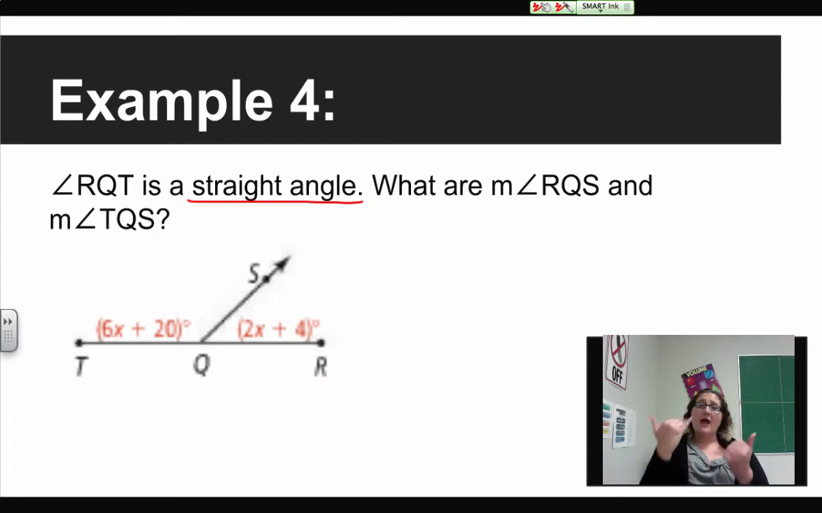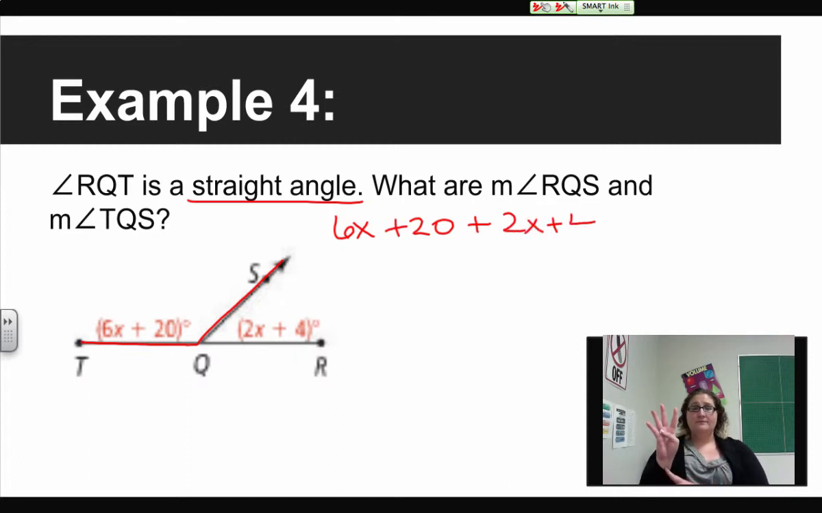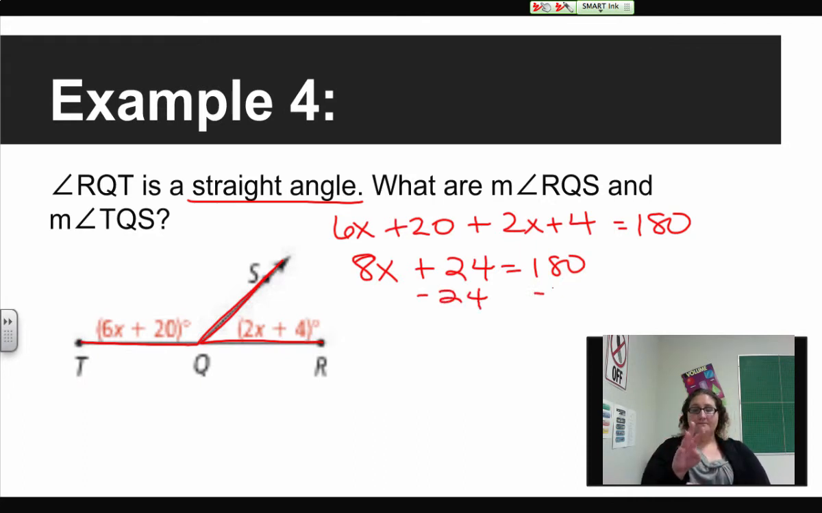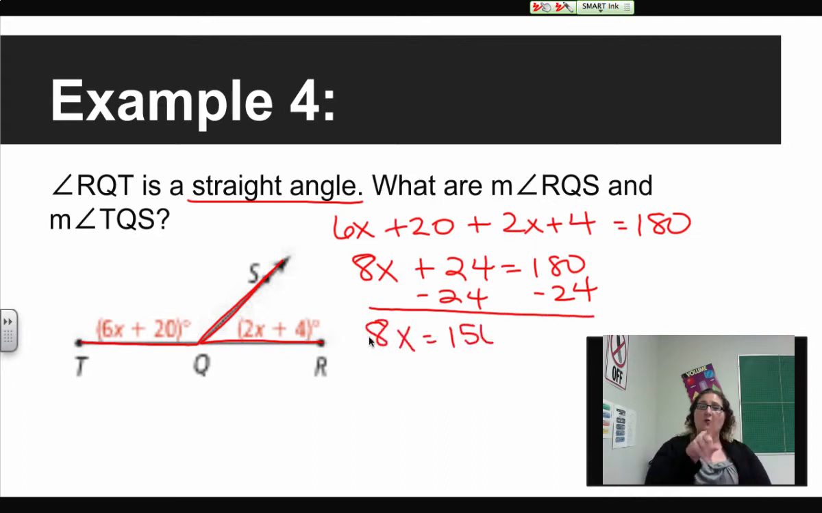So now I can set up the equation that says 6x plus 20, this angle, plus 2x plus 4, this angle right here, has to equal 180 because we already know that this is a straight angle. Okay, combining like terms, I have 8x plus 24 equals 180. Now I'm going to subtract 24 from both sides. So now I have 8x equals 156. Divide both sides by 8, and I get x equals 19.5.